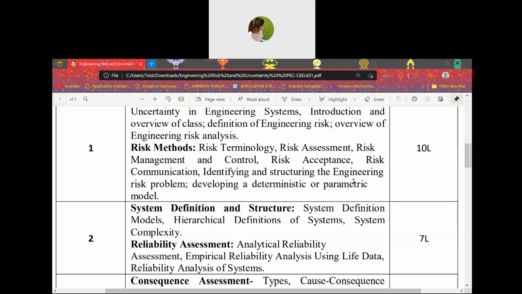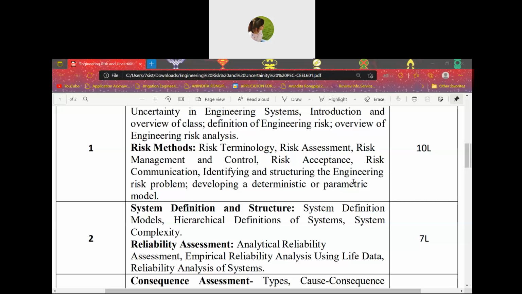Then system complexity, how a complex system can be worked on by using the different system definition models and structures. Next is reliability assessment. In reliability assessment, we'll study analytical reliability assessment. Under reliability assessment, the first type is analytical reliability assessment. Then the second one is empirical reliability analysis using live data. And the third one is reliability analysis of systems.